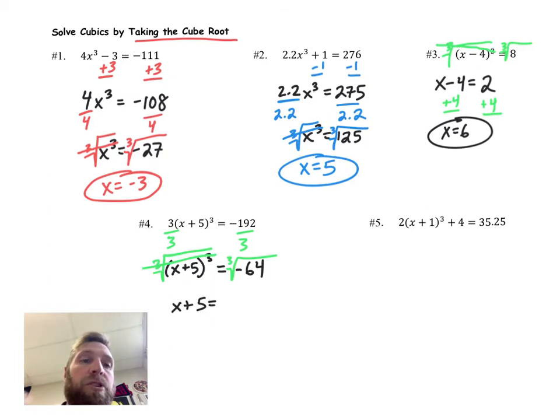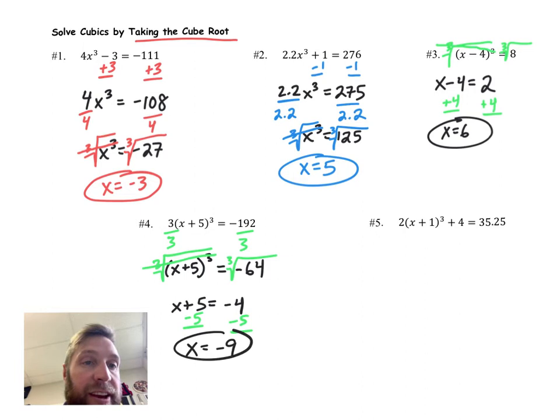And the cube root, again, you can head to the math menu or Desmos functions. When you take the cube root of negative 64, that gives you a negative 4. And our last step is to subtract by 5 on both sides. We get x equals, and that is a negative 9.